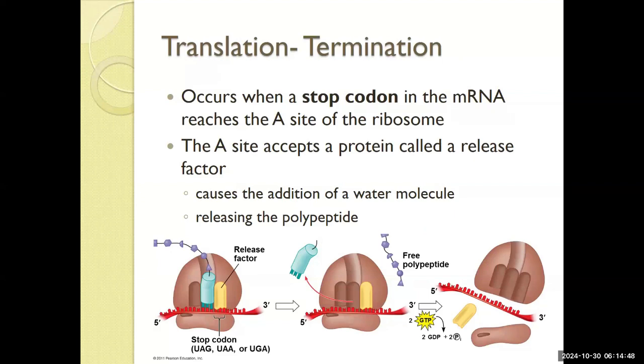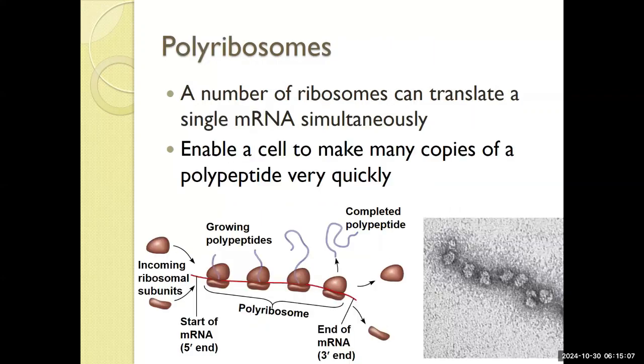At this point in time, a release factor, which is really a water molecule, is added. But because this is not held together by the same bonds, it stimulates the release and freeing of the polypeptide chain. Part of the efficiency of translation comes from the fact that any number of ribosomes can be translating a single messenger RNA simultaneously. This enables the cell to make many copies very quickly.